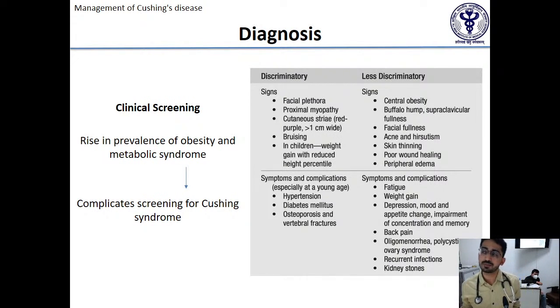So the discriminatory signs are having facial plethora, proximal myopathy, and the Cushing striae that I have defined, easy bruisability, and a very specific sign in children is that there would be a reduced height percentile despite having adequate weight gain or more than adequate weight gain. And symptoms are what are classical of metabolic syndrome, but then if they occur at a young age, we really have to and should screen for Cushing syndrome. So in the presence of hypertension, diabetes, and osteoporosis, specifically with vertebral fractures coming at a young age, we should do a clinical screening. And rest of the signs that I've defined are less discriminatory, and we usually do not take them into account when we're doing a clinical screening.